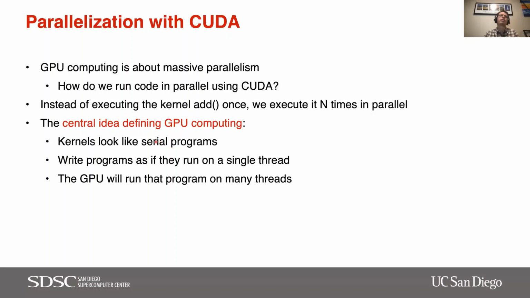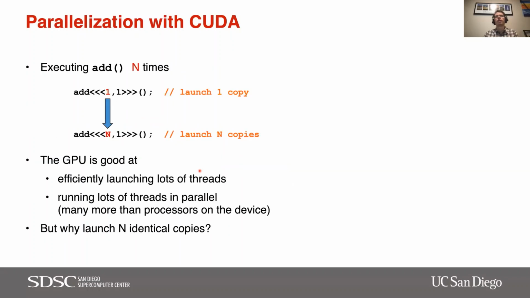So the kernels effectively look like serial programs. We write the programs as if they run on a single thread, but we keep in mind that it's being executed by many threads on different data elements, right? And so the GPU will do that for us. And that we do with the kernel launch configuration. Instead of launching one copy, we just launch n copies.